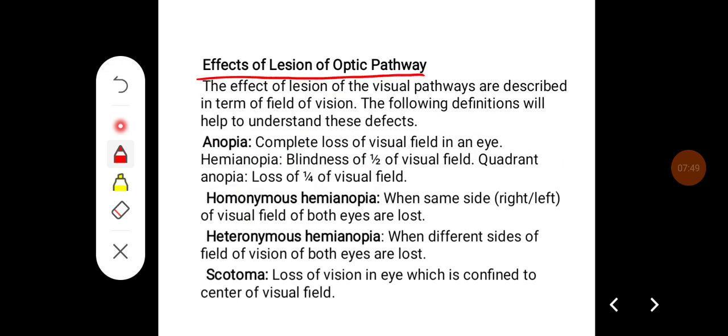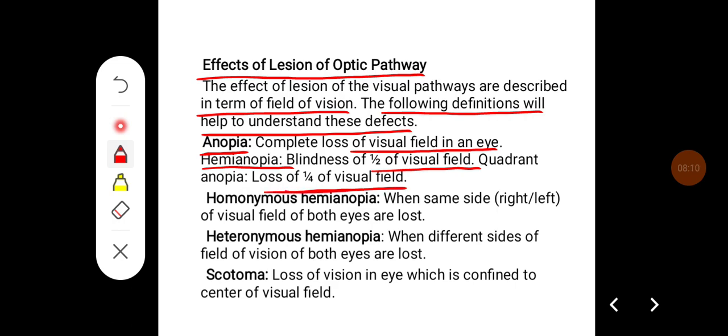Effect of lesions of the optic pathway. The effects of lesions of the visual pathways are described in terms of field of vision. The following definitions will help to understand these effects. Anopia is complete loss of visual field in an eye. Hemianopia is blindness of half the visual field. Quadrantanopia is loss of 1/4 of the visual field.